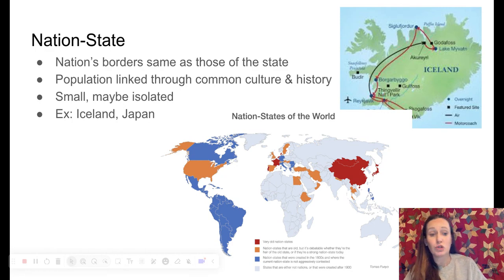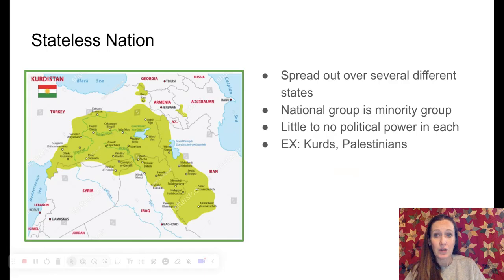So next, we're going to go to a stateless nation. So that is a group of people that do not have their own political state. They're probably spread out over several different states. The national group is usually the minority group in each state. There can be exceptions, but usually it's the minority group in each state. And they usually have little to no political power in each. That doesn't mean they don't have any political power, but this is just what's trending, right? So for an example, this map here is Kurdistan.